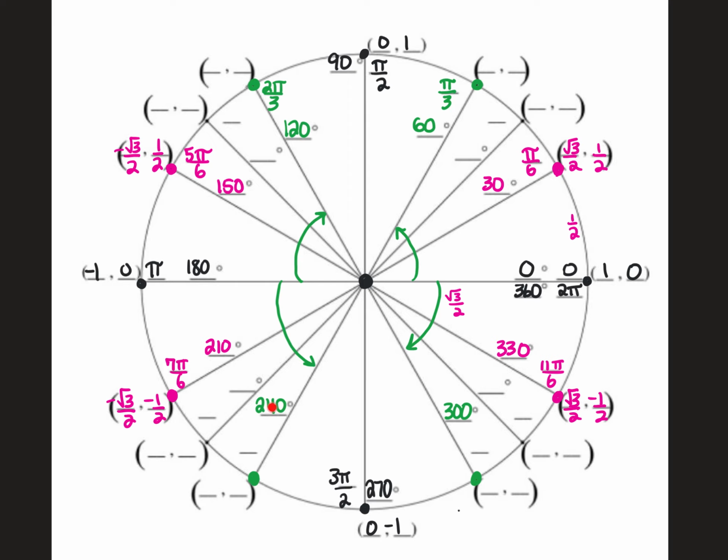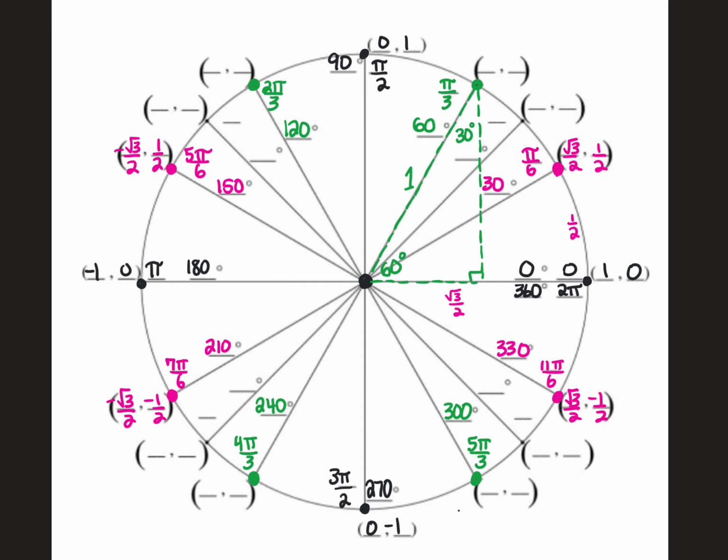60 times 6 gives me 240. I'm sorry, 60 times 4 gives me 240. So then I would multiply pi over 3 times 4. And then finally, 60 times 5 would give me 300. So I multiply pi over 3 times 5. And now I've got all of the angles.